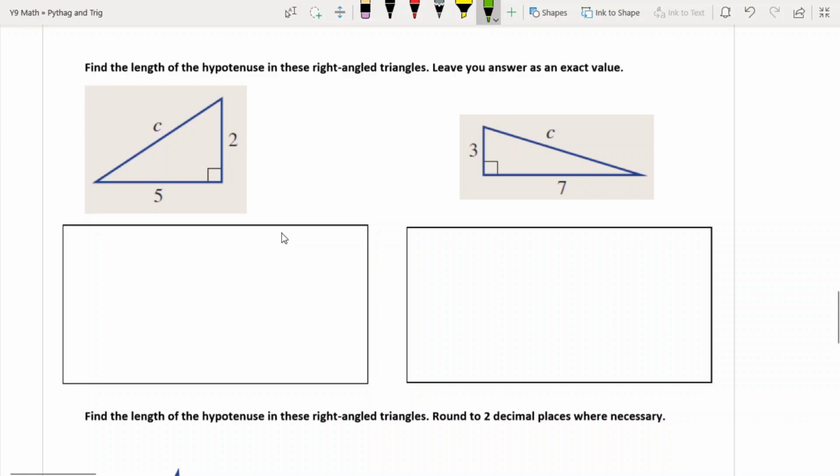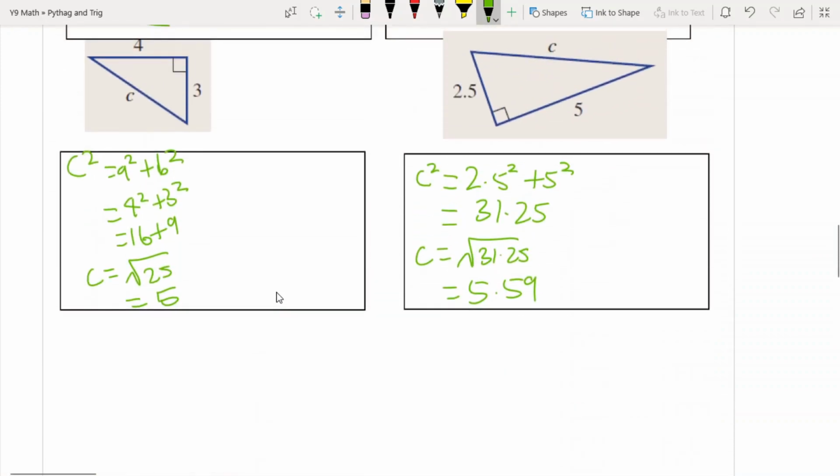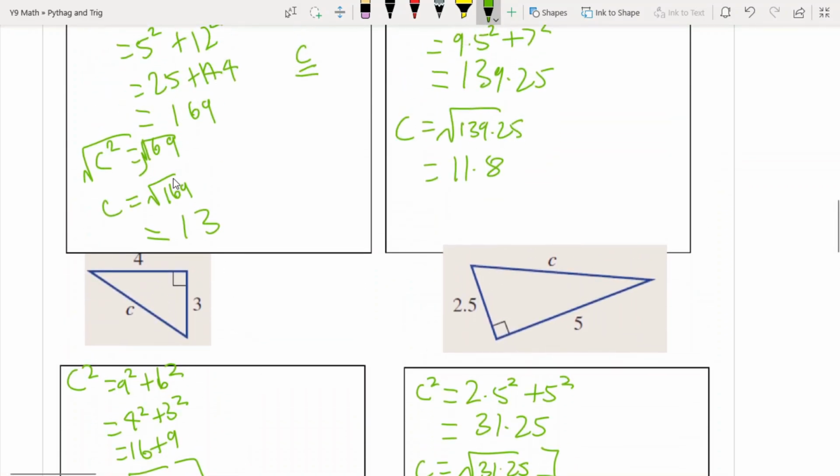Find the length of the hypotenuse in these right angle triangles, and leave your answer as an exact value. So exact value, we'll scroll up again, turn the page. Exact value here is just that one here and that one here. So we leave it in the square root form or the third form. It's called an exact value because that gives us the exact answer. If you look down here, we are rounding it, and in these answers we do not have to round it. Like this one will be the exact value for that question, and that is the exact value for this question.